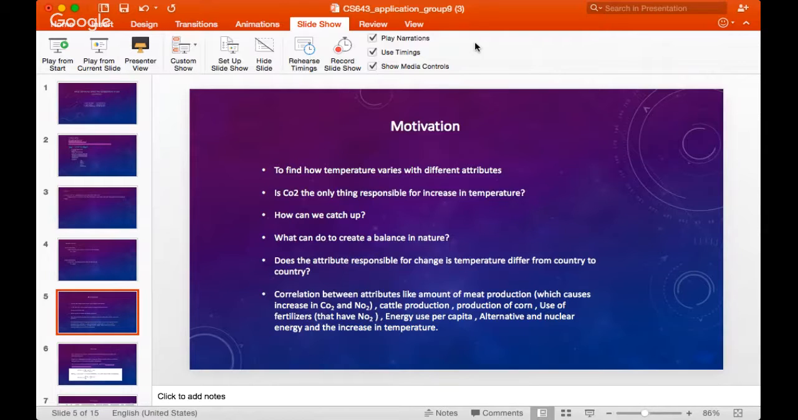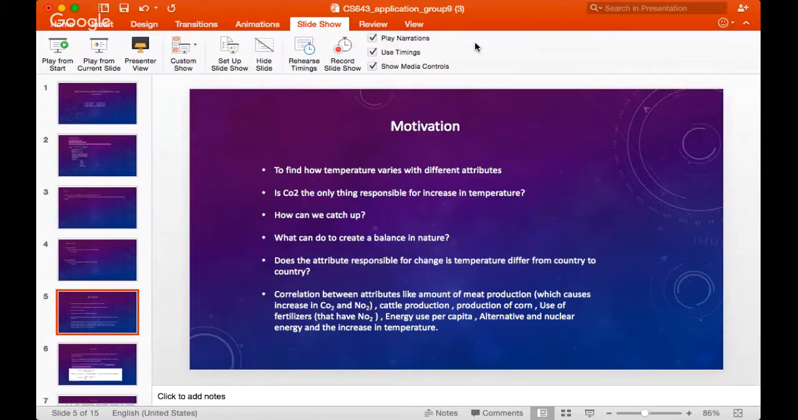So how can we catch up with this increase in temperature that is caused by these attributes? We need to figure that out. And what can we do to create a balance in nature? How do we create a balance in nature by reducing or increasing any of the attributes? We need to figure out which attributes are responsible for the damage in a particular country, because we found that different attributes were responsible for damage in different countries.